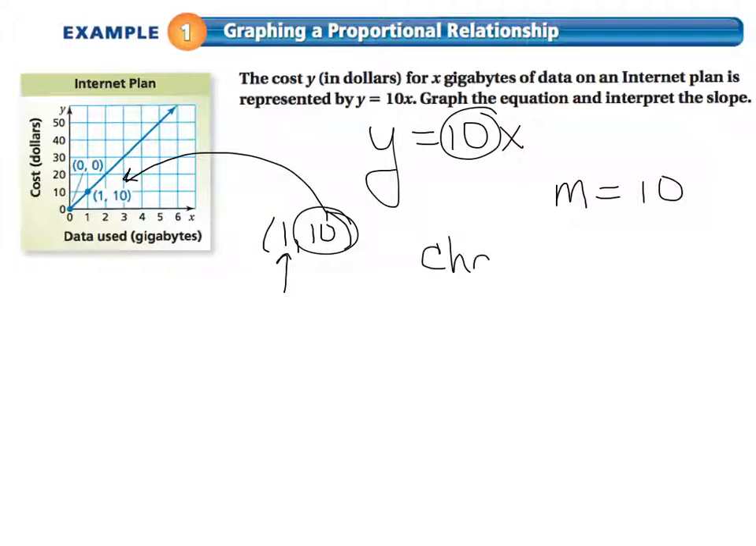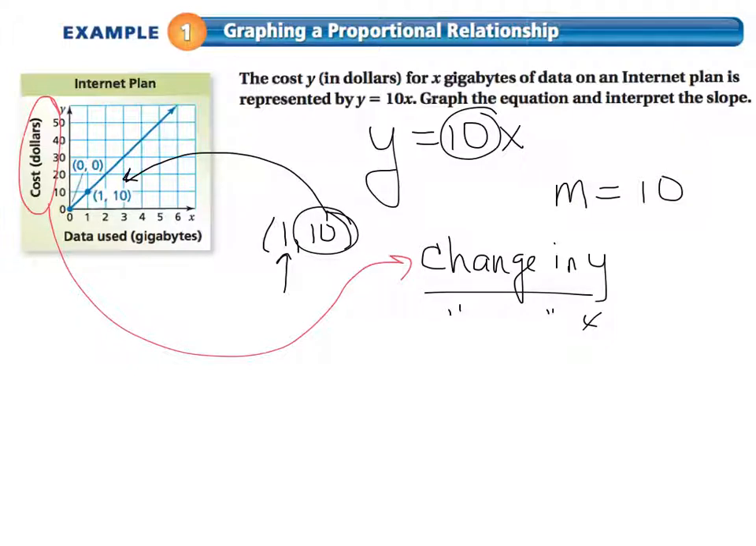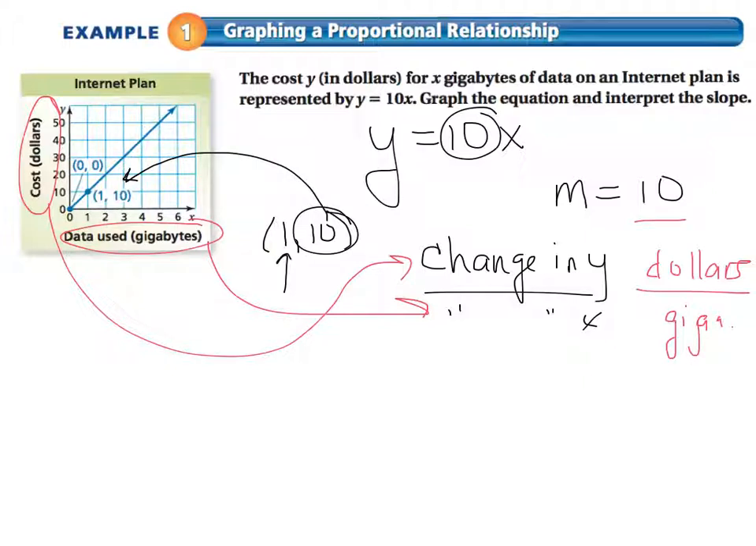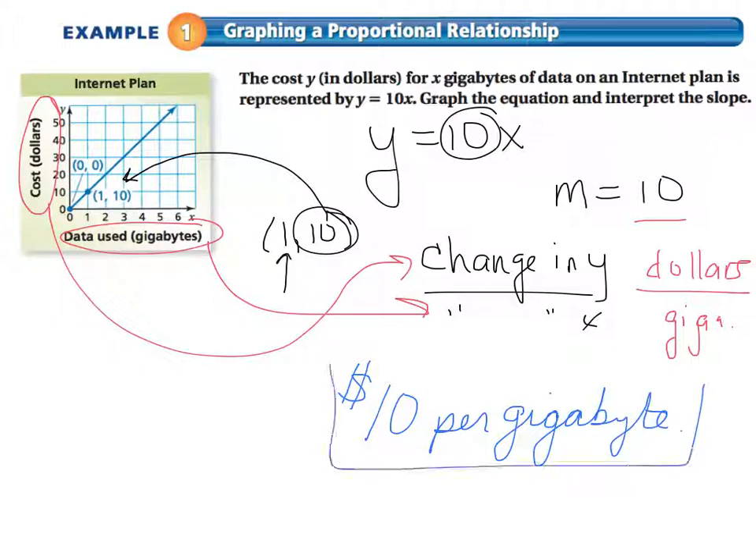You know slope is change in y over change in x. What is your y label? Well, your y label is dollars. What's your x label? Data used in gigabytes. So this is gigabytes. So what does the 10 mean? Well, the 10 would mean that it costs for the internet $10 per gigabyte. And that would be your answer.